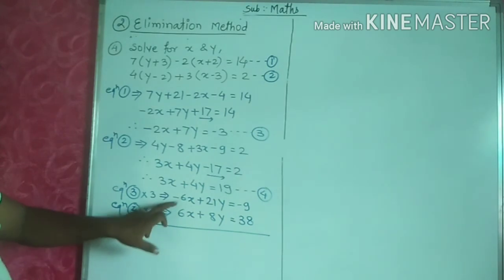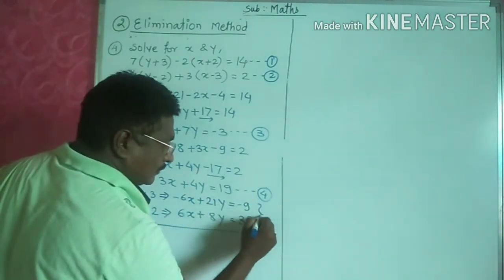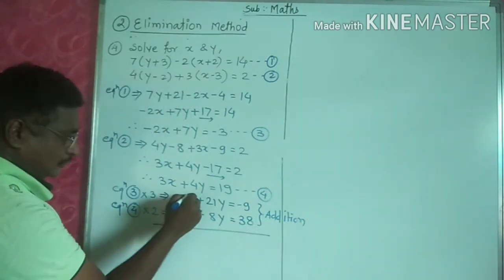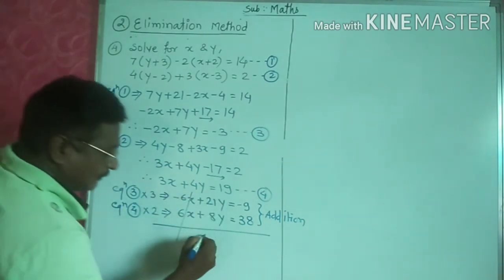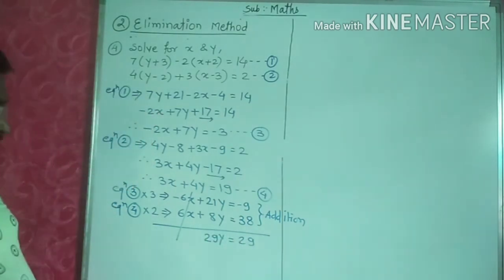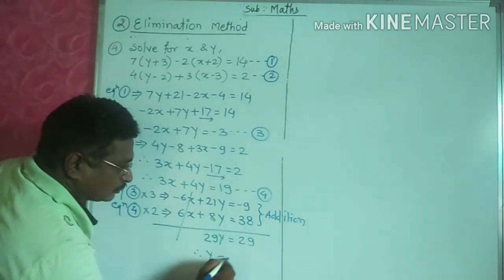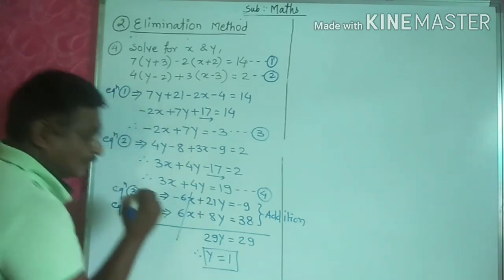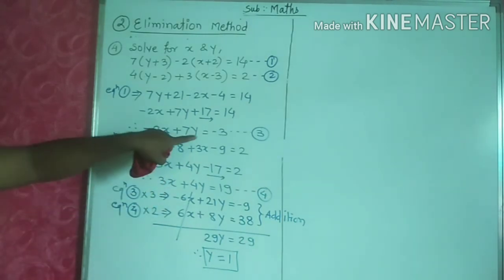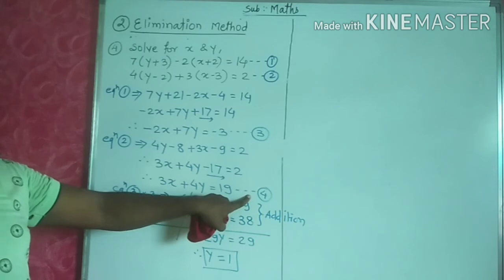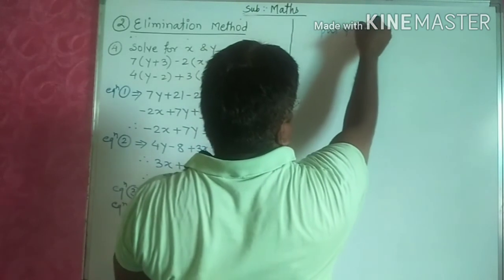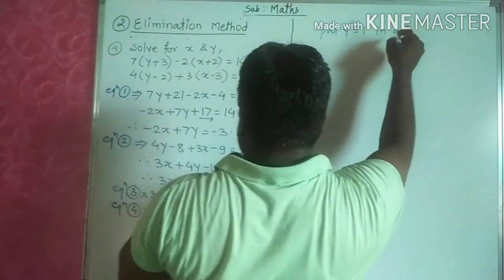Now here sign is opposite. So what has to be done? Addition. So x is eliminated. So what will we get? 29y equals 29. So therefore y equals 1. Got the value of y. Now substitute this value of y in equation 3 or equation 4, in any one of the equations. So put y equals 1 in equation 3.